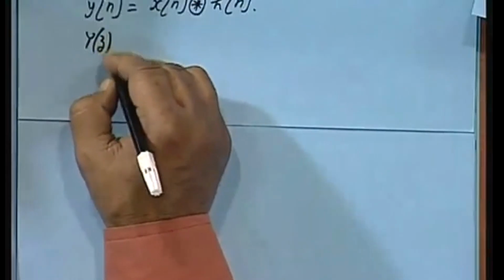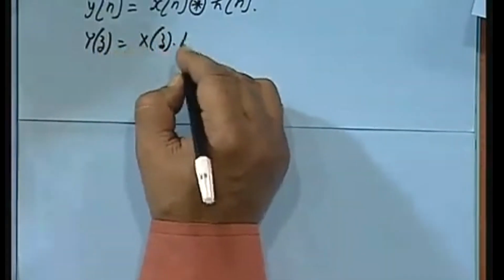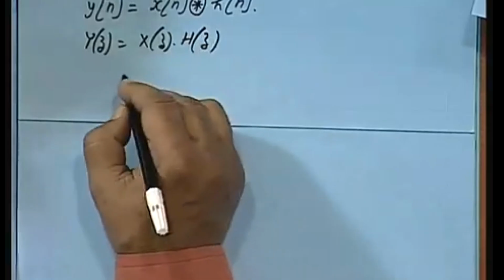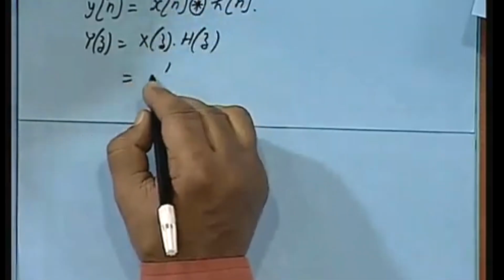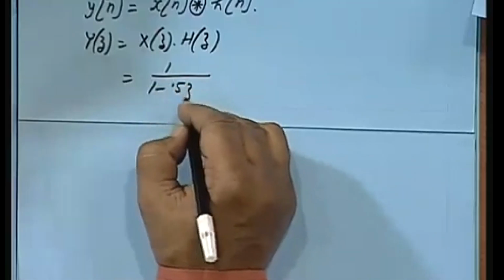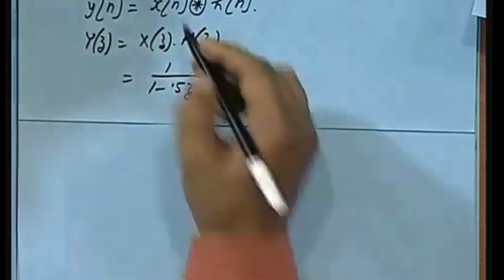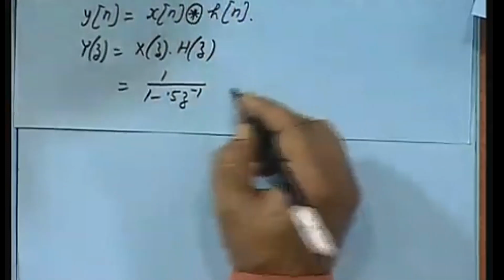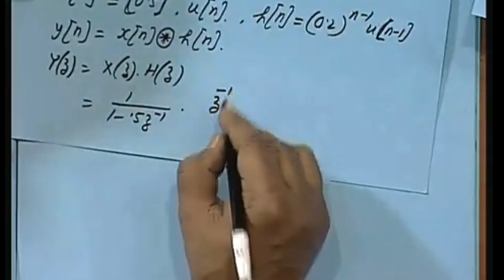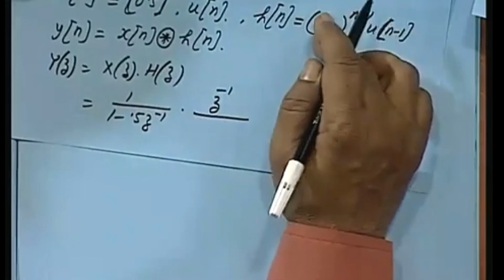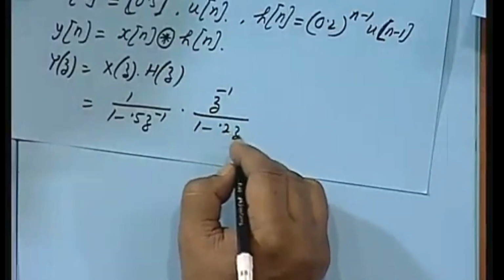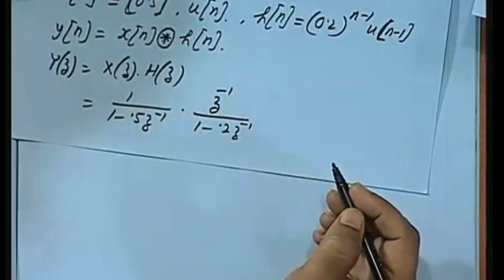So, let us use that relationship for convolution. Y z will be therefore x z into h z, and what is x z for this one? 1 by 1 minus 0.5 z inverse, is it not, for 0.5 to the power n. And h z, this is delayed by one step, so it will be z to the power minus 1, and for 0.2 to the power n, the z transform is 1 by 1 minus 0.2 z inverse. Is it all right?